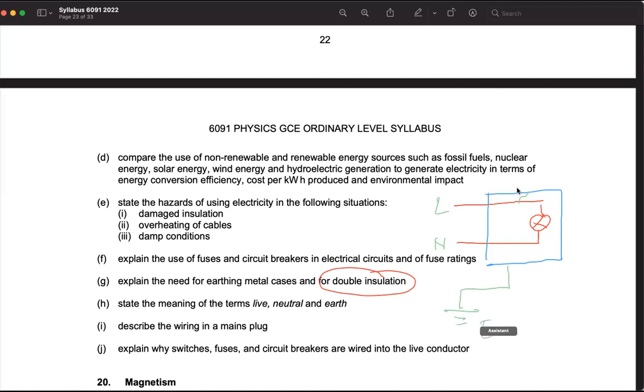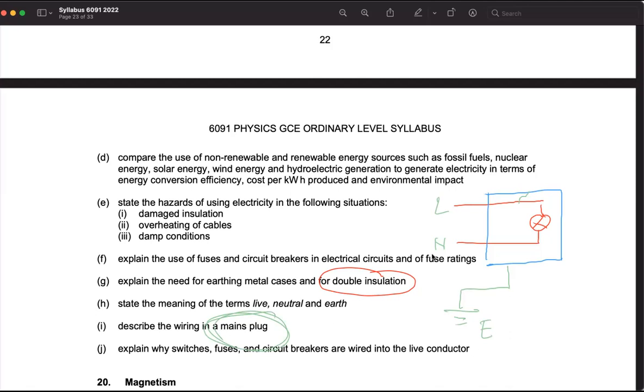So in a 3-pin plug, in your mains plug, there are some appliances that have only 2 pins. If it's only 2 pins, you'll have live and neutral. And usually these appliances do not have a metal body. Usually it's a plastic body or something like that. However, if it's a 2-pin plug and it's connected with a metal body, you go and try. One day you go and touch, you'll feel a bit of shock because the metal casing is not earthed.